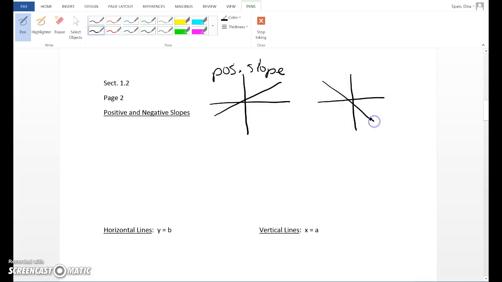Conversely, again, you have to start at the leftmost point of your graph and follow it. Can't go the opposite way. You always go left to right. If it looks like you're going down, this is a negative slope.